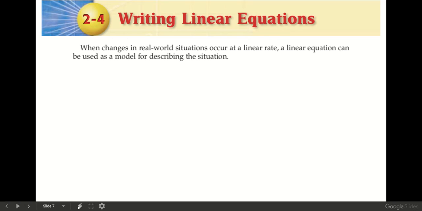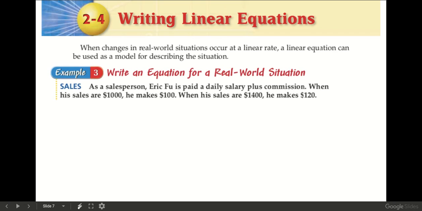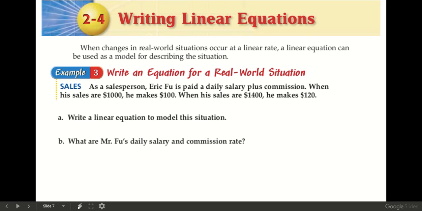So when changes in real-world situations occur at a linear rate, a linear equation can be used as a model for describing the situation. So here's an example. A salesperson, Eric Fu, is paid a daily salary plus commission. When his sales are $1,000, he makes $100. When his sales are $1,400, he makes $120. So we're going to write a linear equation to model the situation. We're going to also find out what his daily salary and commission rate are. And then we're going to find out how much he would make if his sales were $2,000.